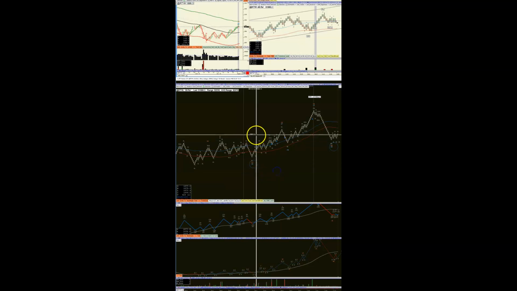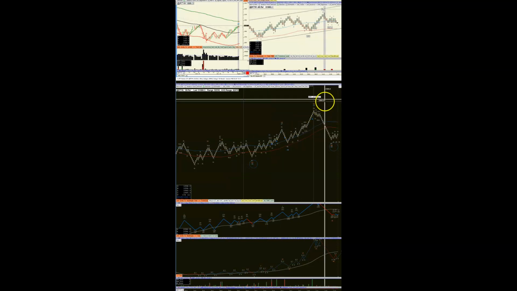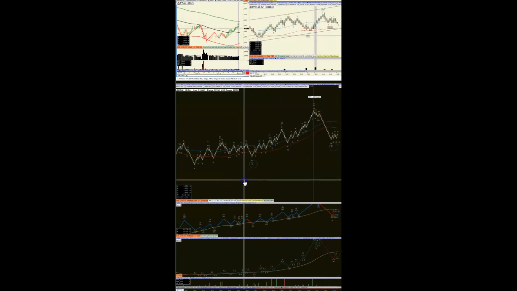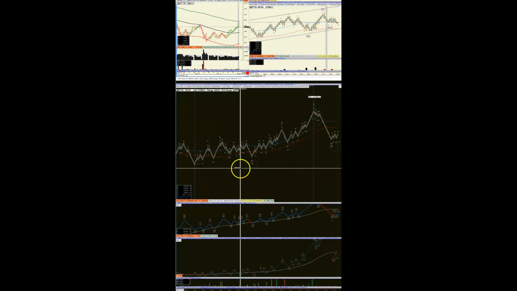Because the market was in markup. And how do you know it's markup? Multiple up waves making higher highs, higher lows. Right? So that explains this rally.